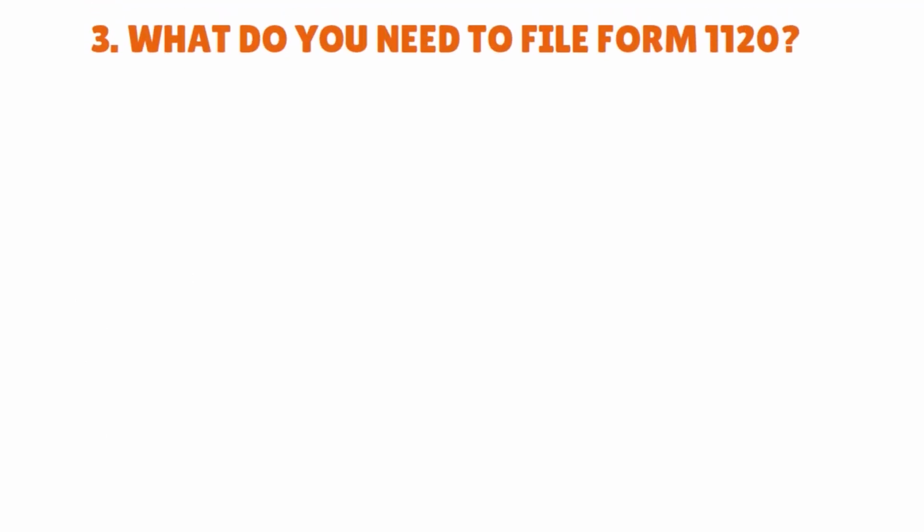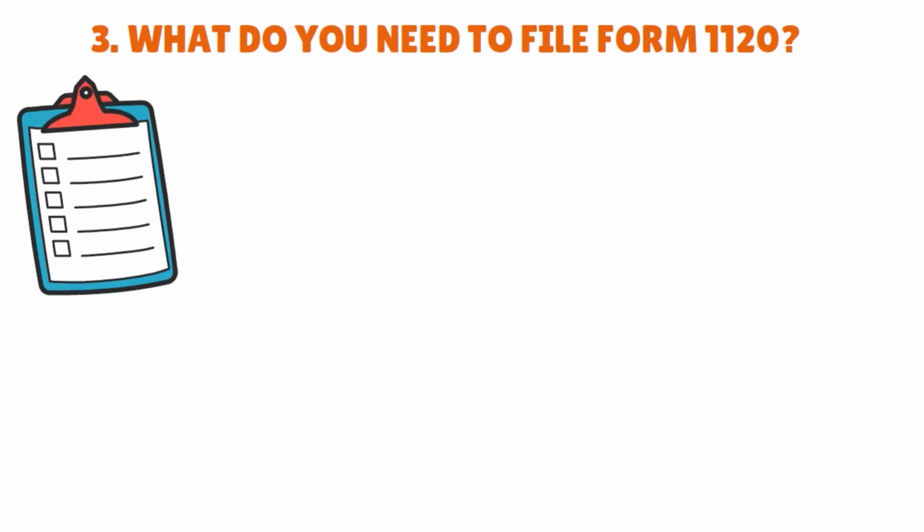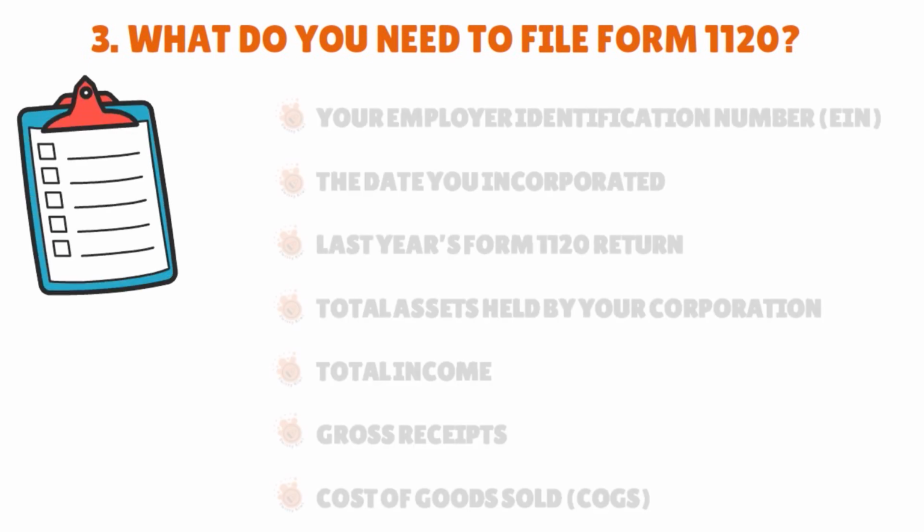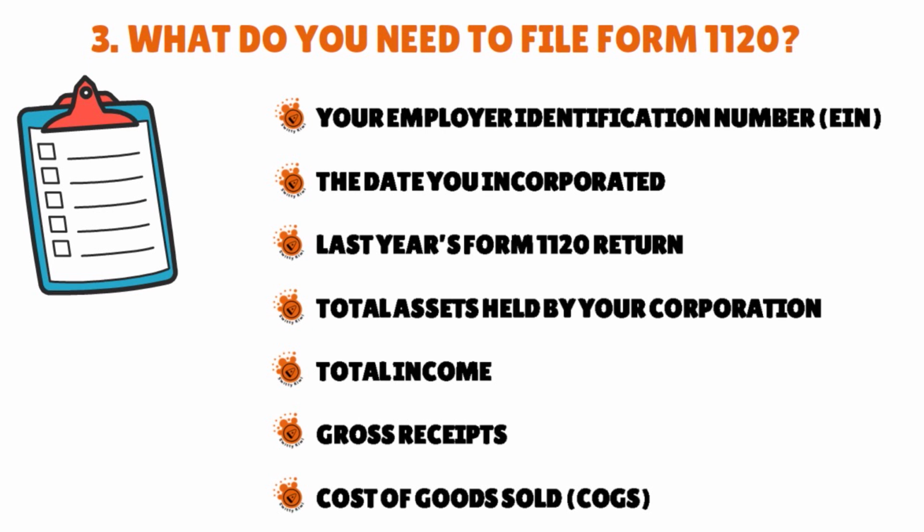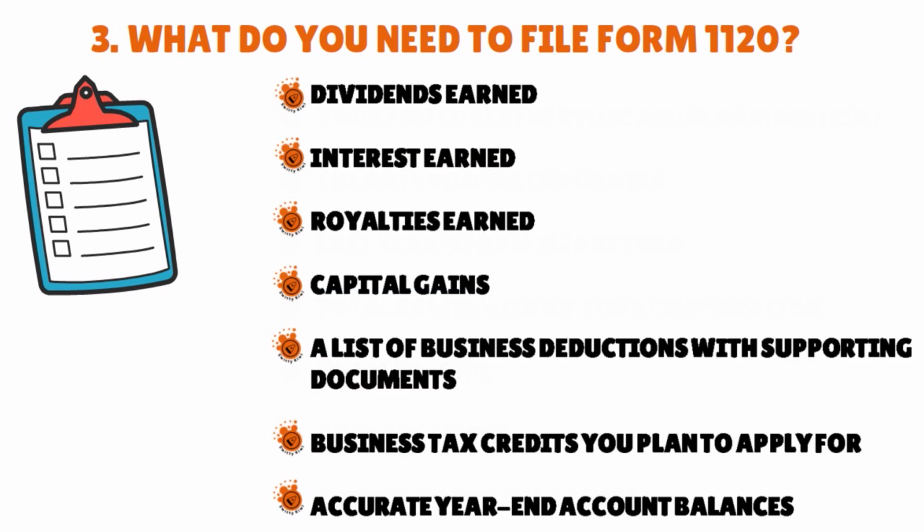Now, what do you really need to file Form 1120? Whether you're filing Form 1120 yourself or your accountant is taking care of it, let me give you a quick checklist of the information you should have on hand so you can complete and file the form. You need to have your EIN, your employer identification number, the date you were incorporated, last year's Form 1120 return, total assets held by your corporation, total income, gross receipts, cost of goods sold, dividends earned, interest earned, royalties earned, capital gains, and also a list of business deductions with supporting documents.